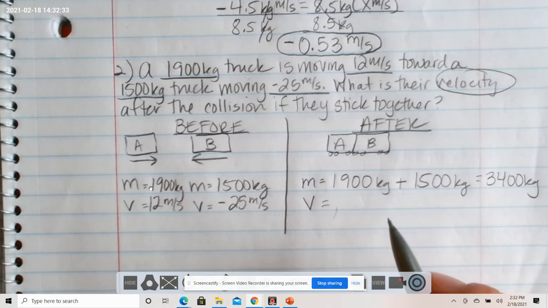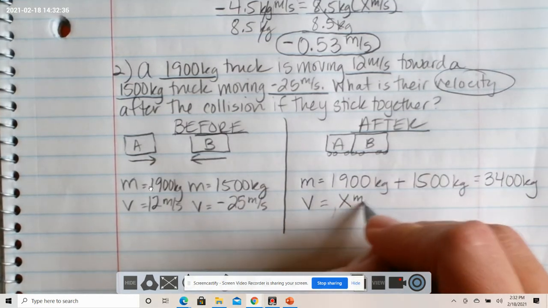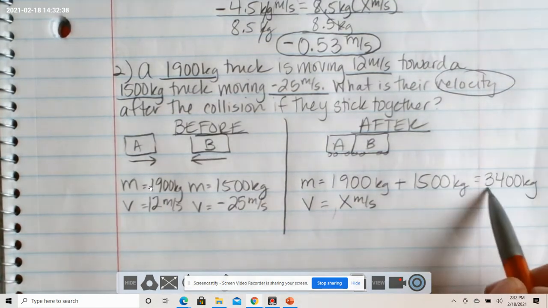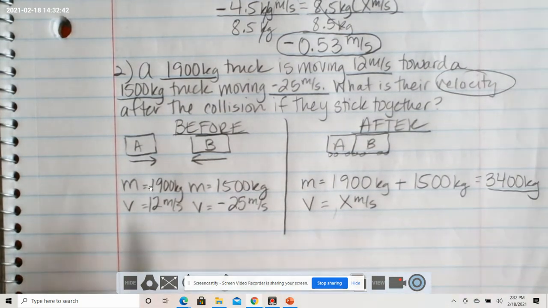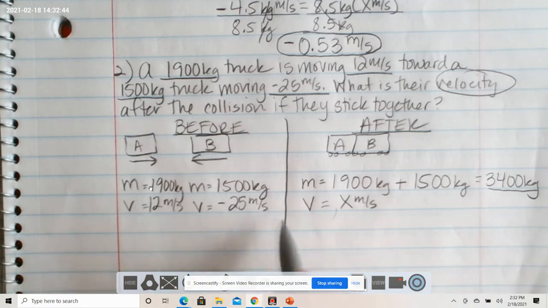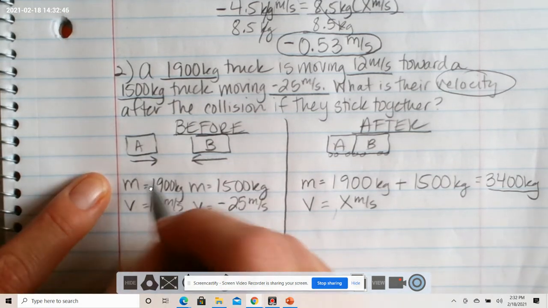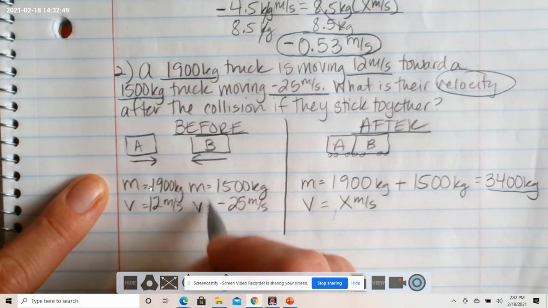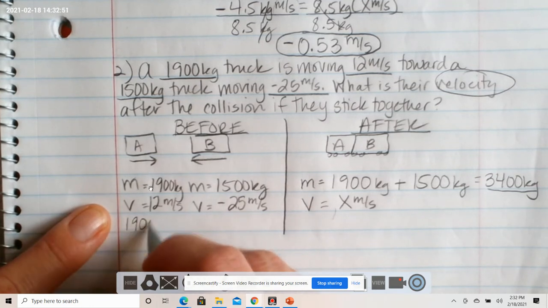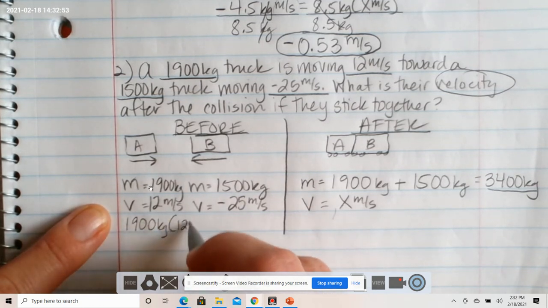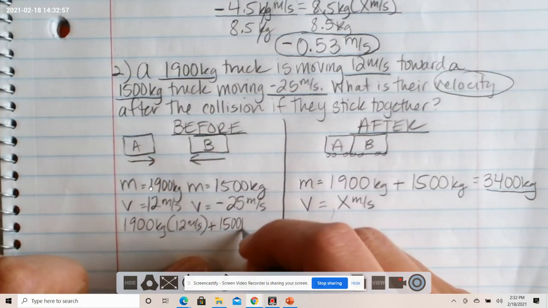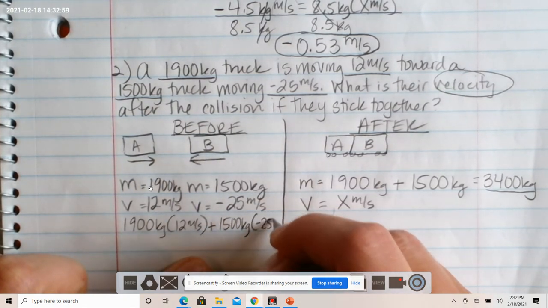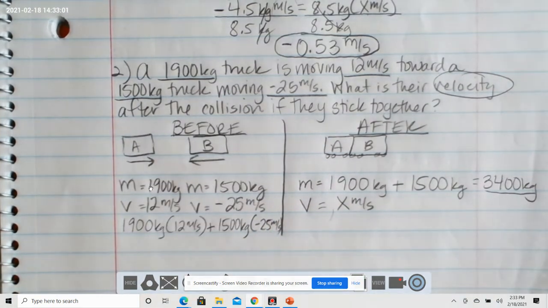All right, so we're looking for velocity. That's going to be x meters per second. So we have a mass together and we have a velocity we're going to look for. So we set it all up, but let's solve because we want to solve the before and then solve the after. So mass times velocity plus mass times velocity. So mass is 1,900 kilograms times 12 meters per second plus 1,500 kilograms times negative 25 meters per second. Squeeze it in there. So we have to do the multiplication first. That's PEMDAS.